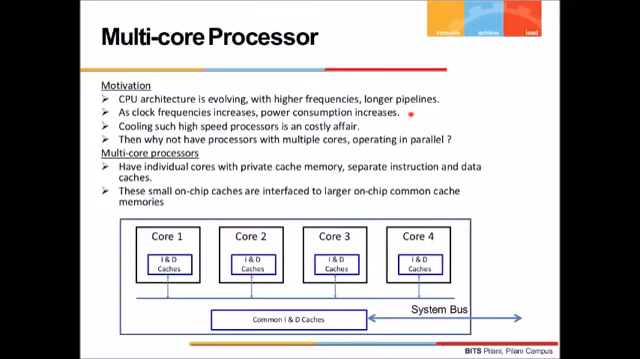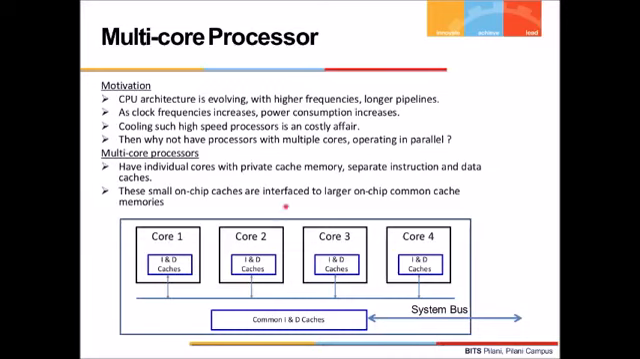Basically, when voltage and clock frequency increase, the power consumption increases. First of all, chip area will also increase, power consumption will increase, and cooling will be a difficult affair. So why should we not have multiple cores operating in parallel at lesser frequency? These are some of the motivations for going for multi-core processors.